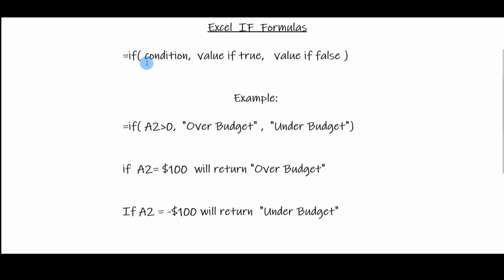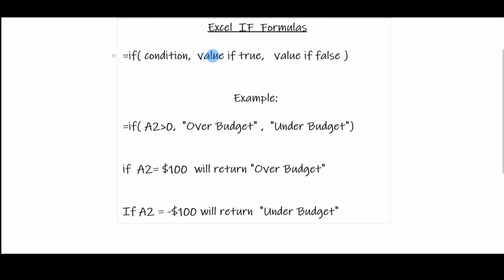In this tutorial, we're going to take a look at Excel's IF formula. The formula is pretty straightforward. We have our IF. The first parameter is a condition. A condition might be something along the lines of: is a cell greater or less than something? Does it contain something? Anywhere we can put a condition in, that's what we're going to put in for our first parameter.